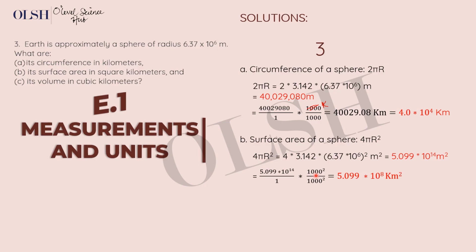So let's not forget, this is the same as just putting a k here. All right, so we can write 5.099 times 10 raised to the power 14 times k over 1000 squared. Oh, this is k squared, not just k. Let's not forget our squared. So k squared over 1000 squared in this case.